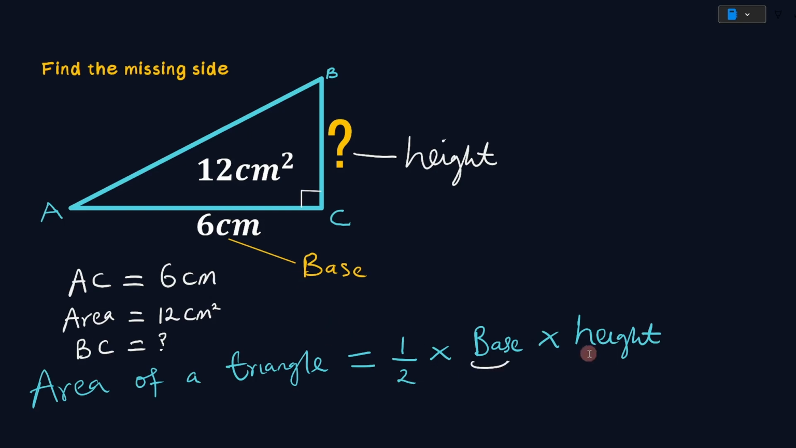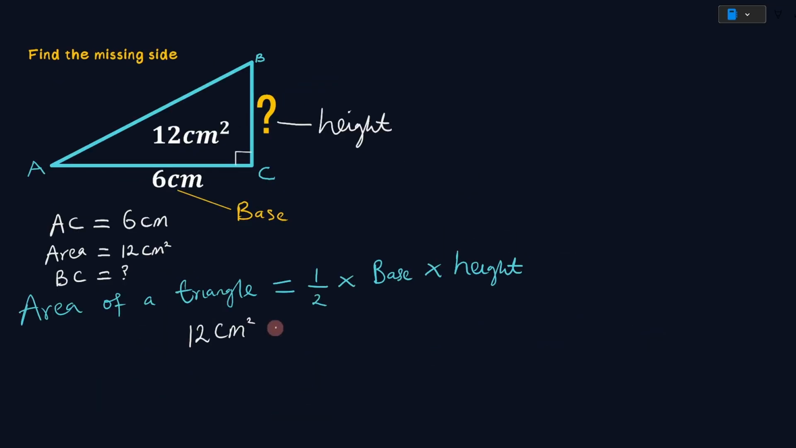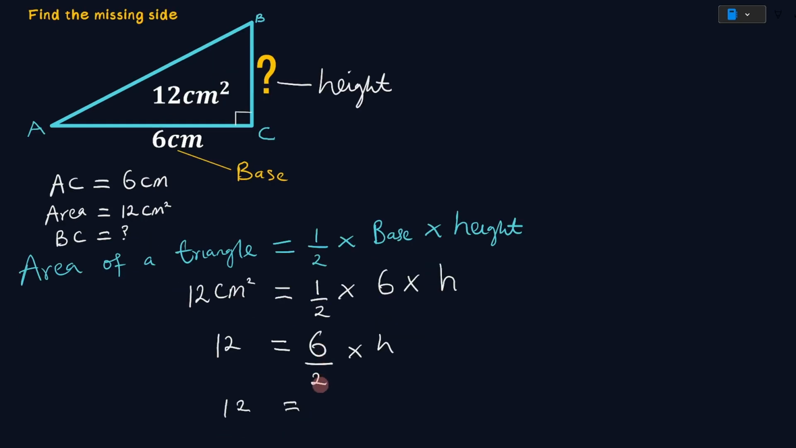We know the base, but we don't know the height. The area we are given is 12 centimeters squared. This will now be equal to 1/2 multiplied by the base, which is 6 cm, multiplied by the height. Let's call the height h. So 12 is equal to 1/2 multiplied by 6 multiplied by h. Since this is multiplication, the order of multiplying does not matter. 1/2 multiplied by 6 is the same thing as 6 divided by 2 multiplied by h. So 12 is equal to 6 divided by 2, which is 3, multiplied by h. 12 is equal to 3h.